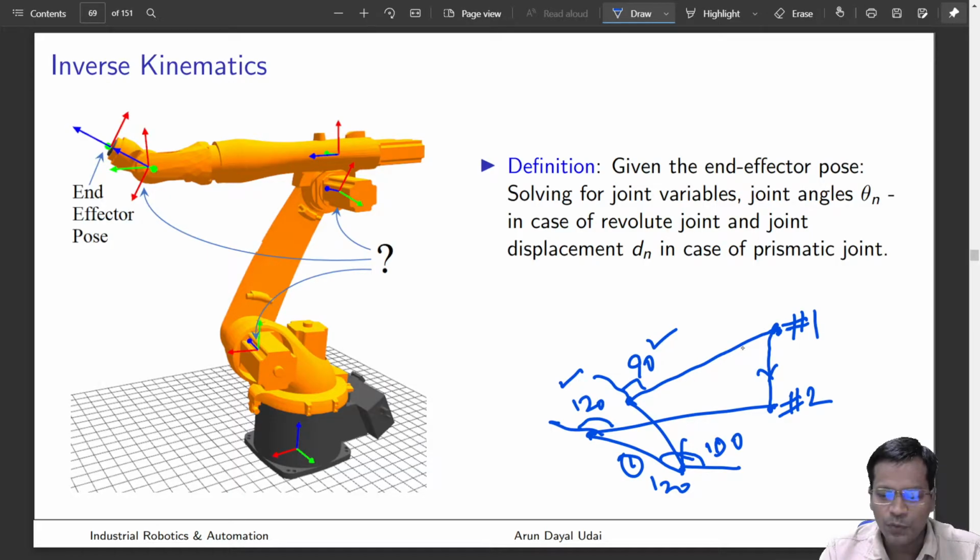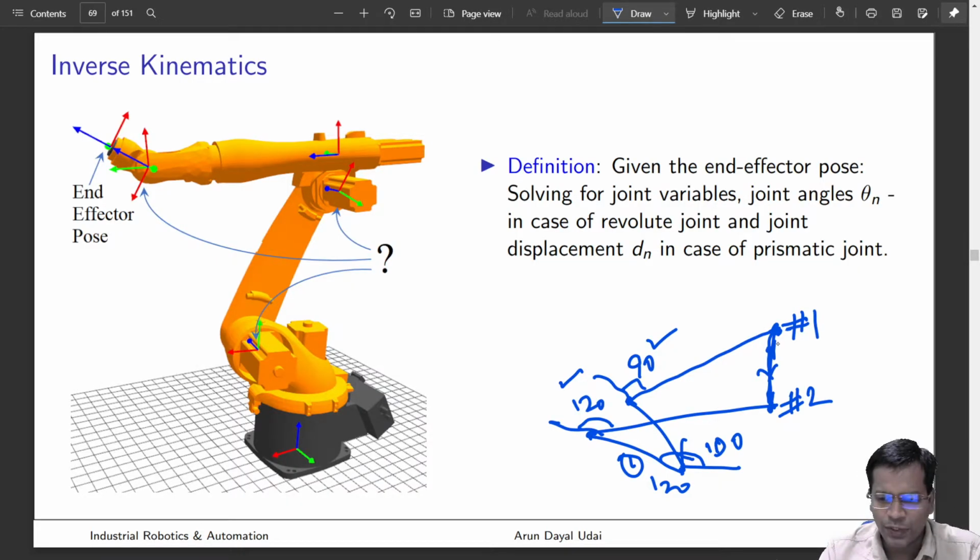Got it? If you move joint wise, it will be very abrupt. If you have to go gradually from this point to this point in a straight line manner, it may not be possible. So if you move joint wise, the end effector moves in an arc. It goes like this. So it always follows an arc.